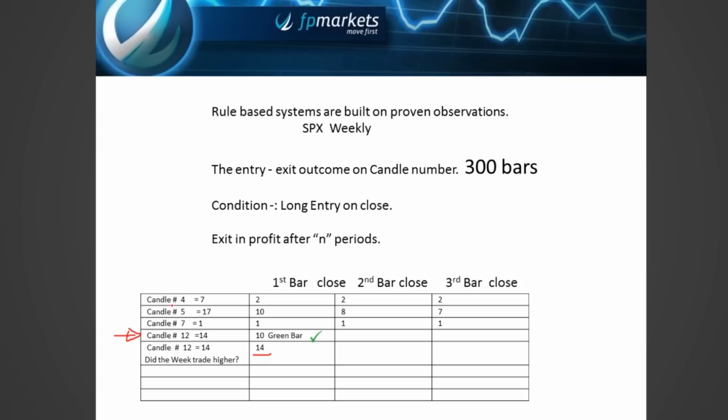So some of the other statistics that came out were candle number 4 in 300 bars, which is quite rare, a very bullish candle, turned up 7 times. Within the next week it was still higher, the second week after that it was still higher 2 times, and the third week after that it was still higher 2 times. But it's turned up 7 times. Candle number 5 here, which is also a very bullish candle, turned up 17 times in 300 bars, a little more regular, and 10 of those 17, the following week was positive, and the second week after that was positive 8 of those times, and the third week was positive 7 of those times.